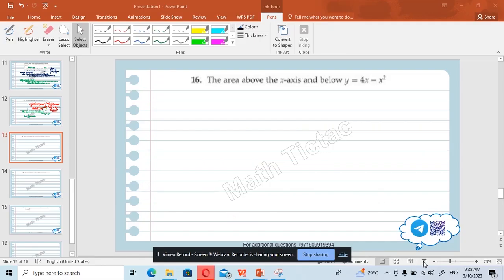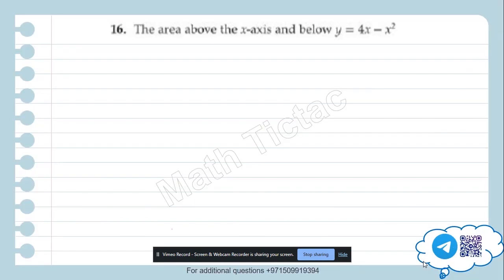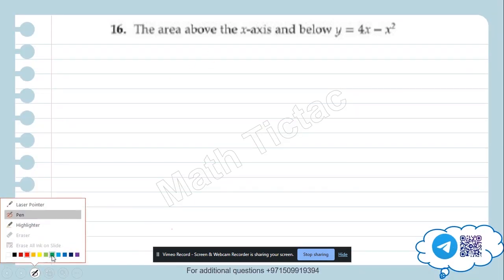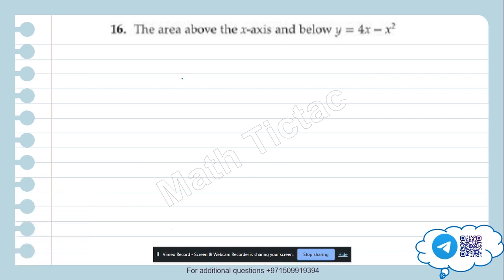So in here for question 16, the same method for solving this question. So let's choose the pen. For example, if we have, okay, so again for x minus x squared. So in here we need to calculate the area above the x-axis. So let's make it equal to 0, okay?